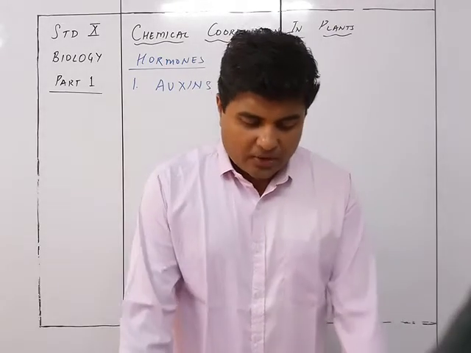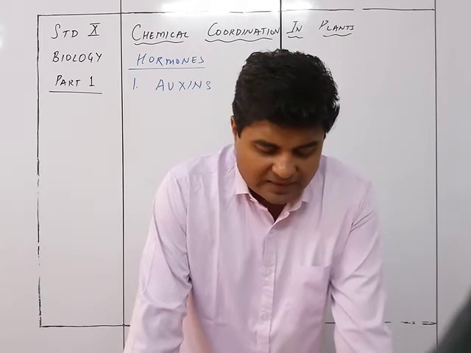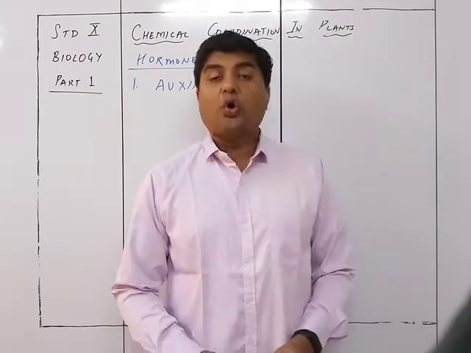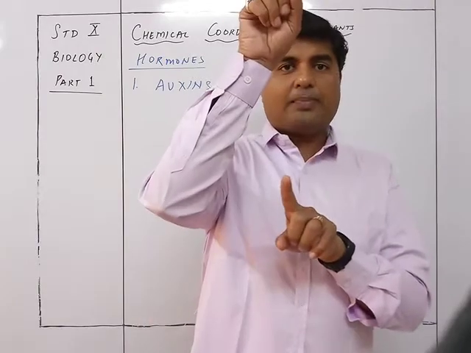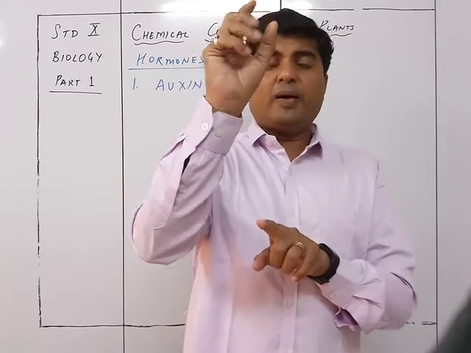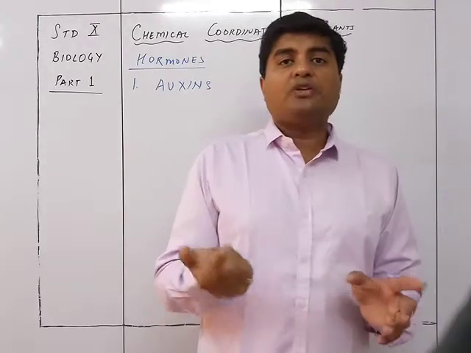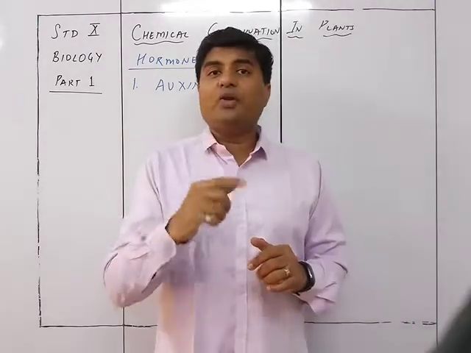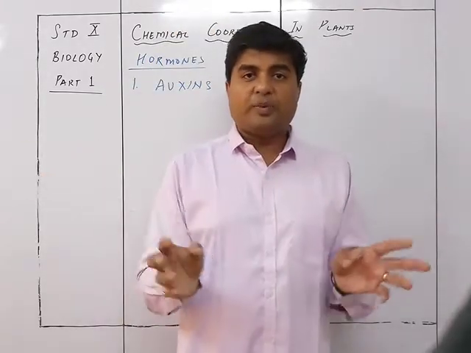Auxins play another important role in plants known as apical dominance. In the majority of vascular plants, the apical bud dominates over lateral buds. So if there is a bud at the lateral point and one at the apical point, normally the apical bud will be the one to grow first rather than the lateral bud. So that's why the height of the tree normally goes much faster than the spread of that particular plant.